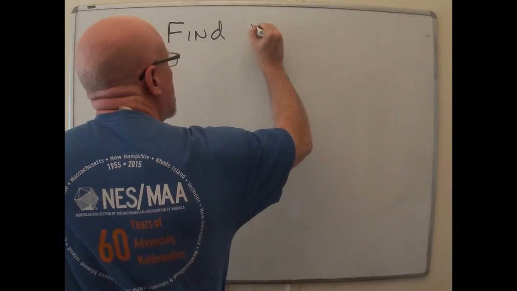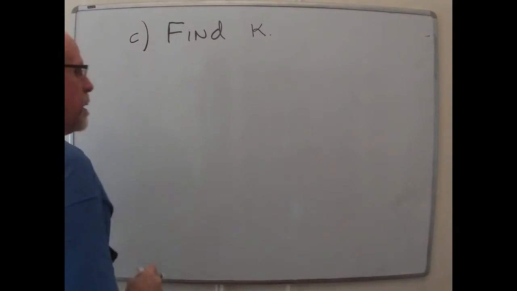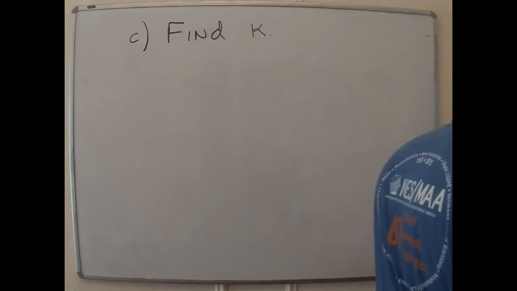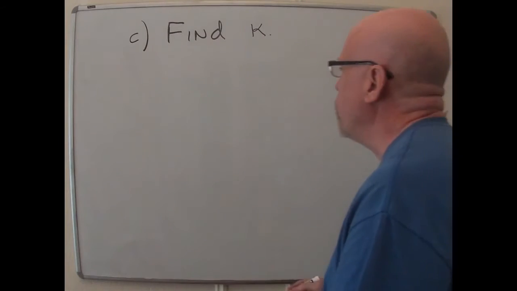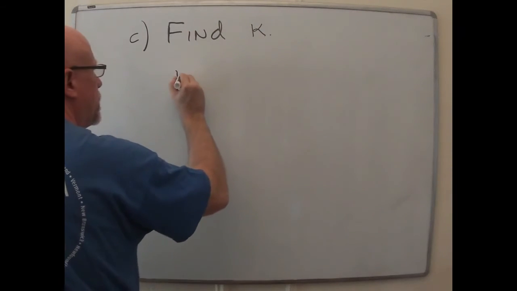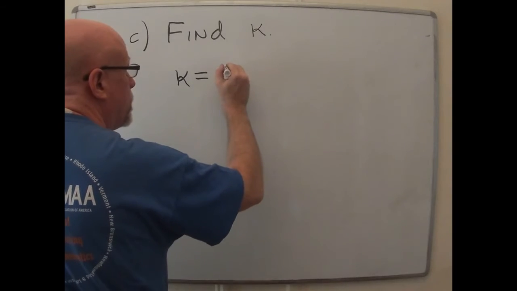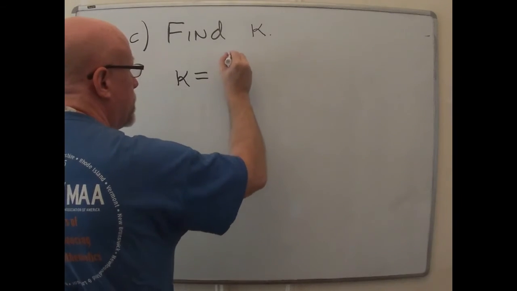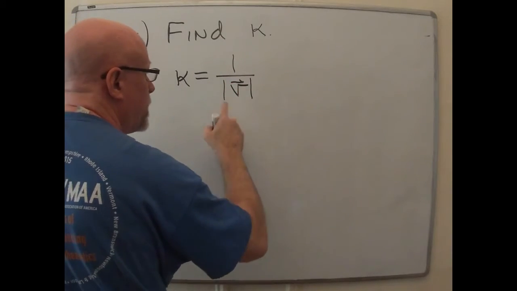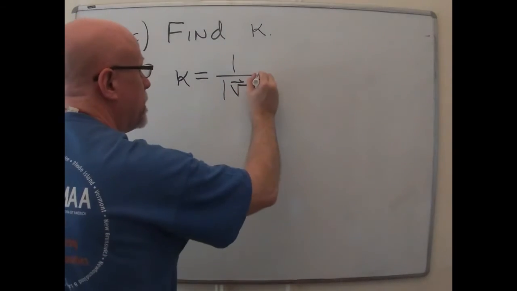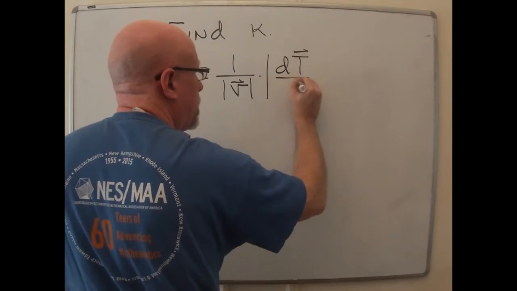Let me just fix this. Find kappa. This would be C now. So I guess the most immediate formula for kappa is this one. Kappa is the time derivative we just took divided by the speed. So it's 1 over the velocity. Sorry, 1 over the speed, 1 over the length of the velocity times the size of the derivative of the tangent vector.